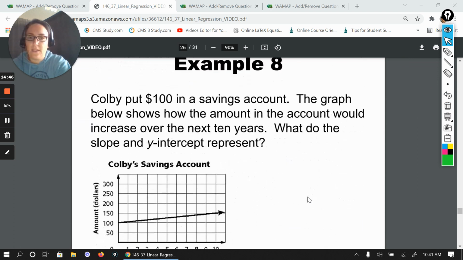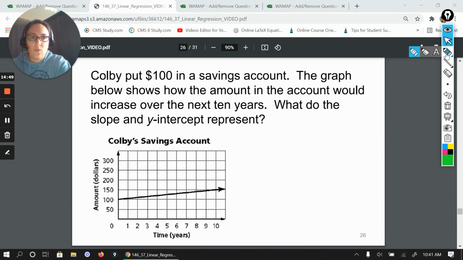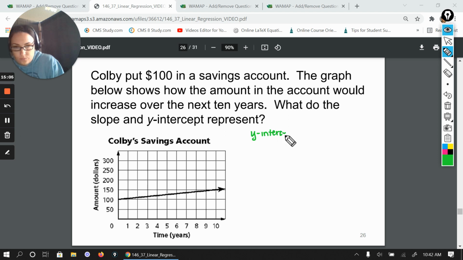Here's example 8. Colby put $100 in a savings account. The graph below shows how the amount in the account would increase over the next 10 years. What do the slope and y-intercept represent? Okay, the y-intercept is the starting amount.